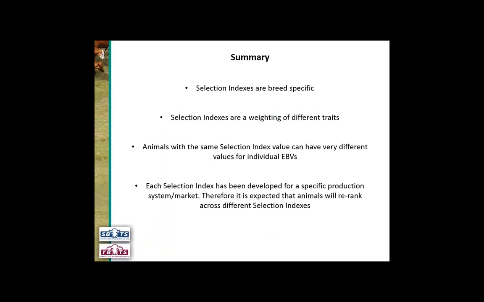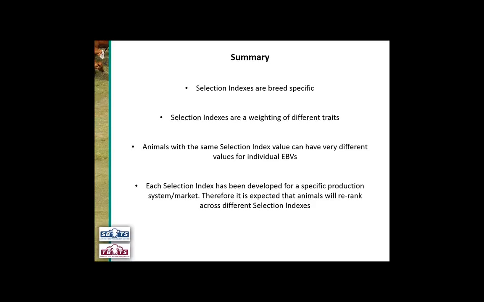So let me just summarise, and I think we're going to finish a little bit earlier tonight unless there's lots of questions. Selection indexes are breed specific, as pointed out by one of the questioners. Selection indexes are a weighting of different traits, taking into account the economic importance of the trait, but also its interaction with other traits. Animals, as we've demonstrated, can have the same selection index but be very different in their EBV makeup, and that may be important to you.